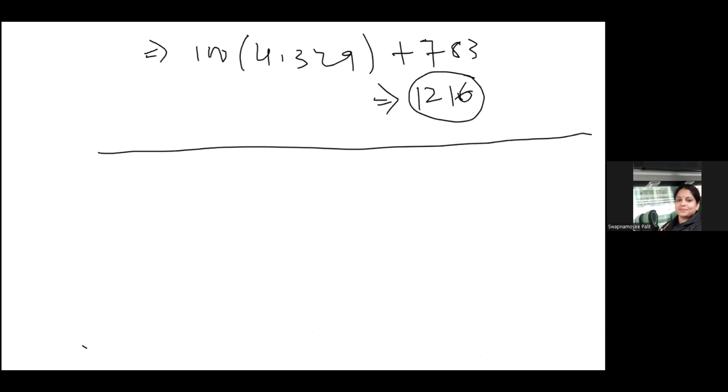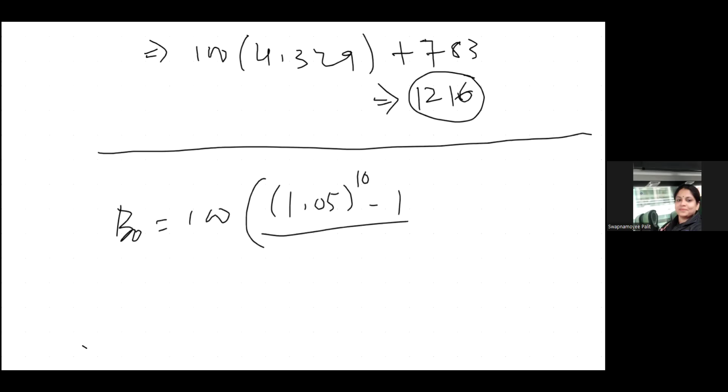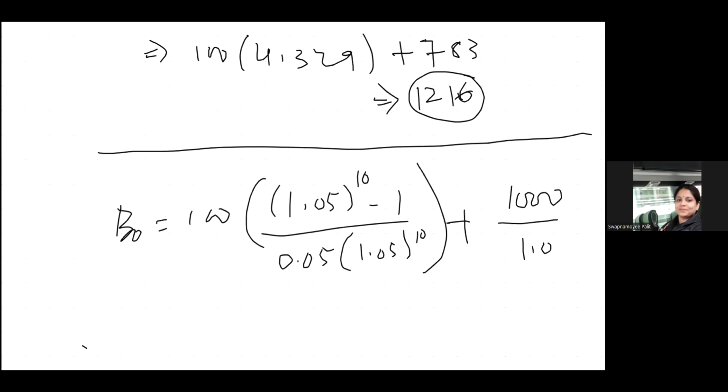Now if you are doing this, your B0 will be your 100, divided by 1.05. Now time has changed. 10 years bond divided by this 0.05. So this is 1.05 to the power 10. Then plus 1000 divided by 5% from the 10th year. And you get your value as how much? 1398. Just check it out.